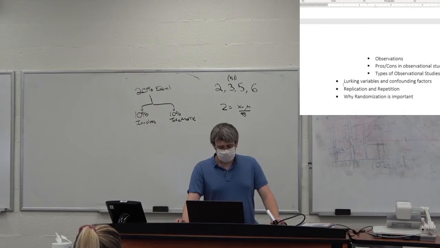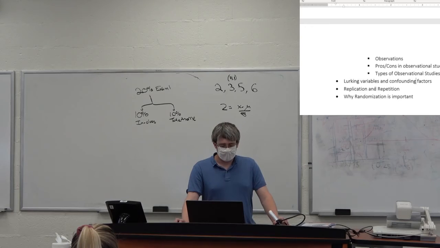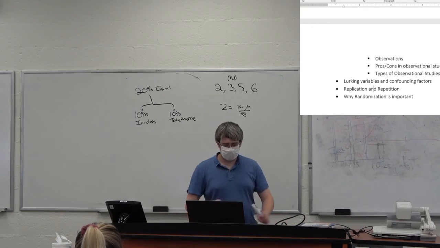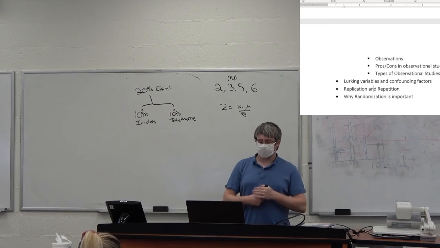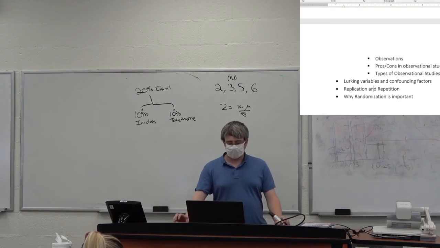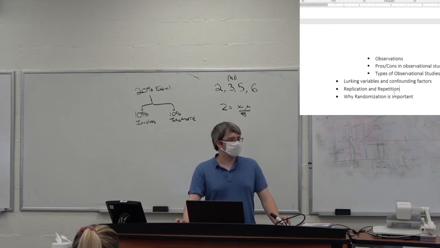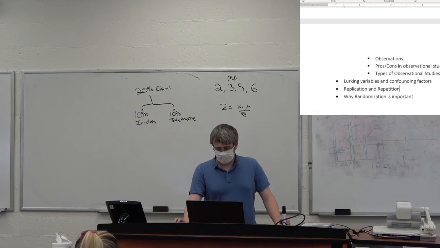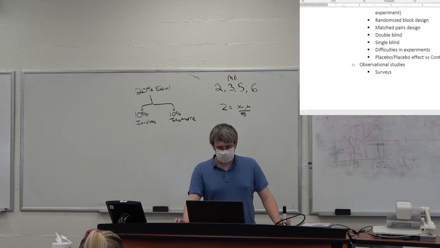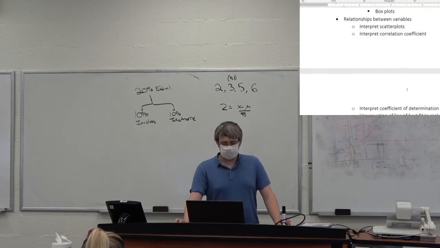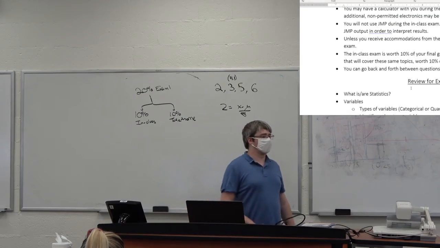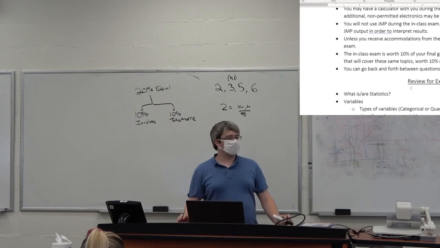And lastly, talking about lurking variables and confounding factors, along with what I talked about at the end, randomization, and then replication or repetition in science experiments. All right. So that pretty much covers it. This is a complete list. I'm not going to have a question that doesn't touch on something that is talked about here.